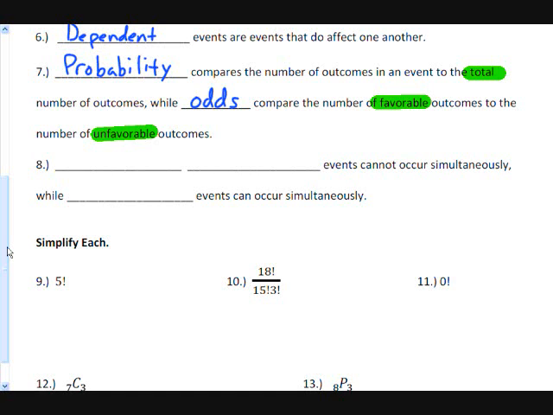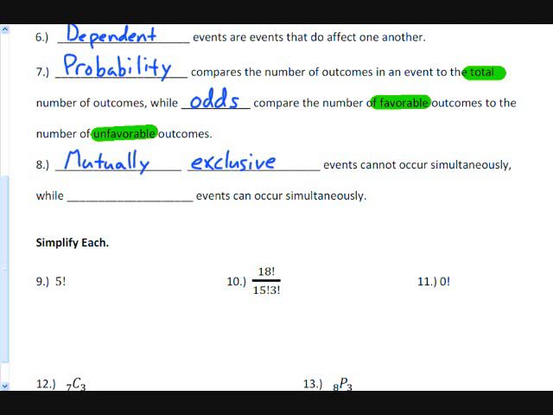Number 8, it says blank events cannot occur simultaneously, while this other type of event can occur simultaneously. And this is what we were looking at when we were looking at compound events, our OR probabilities. Remember, the options we had were mutually exclusive, and mutually exclusive events cannot occur simultaneously. In other words, if I'm rolling a number cube, I can't roll a 5 and a 3 at the same time. There's no spot on the die that indicates a 5 and a 3 simultaneously, so they're mutually exclusive. It can be one or the other, but not both.